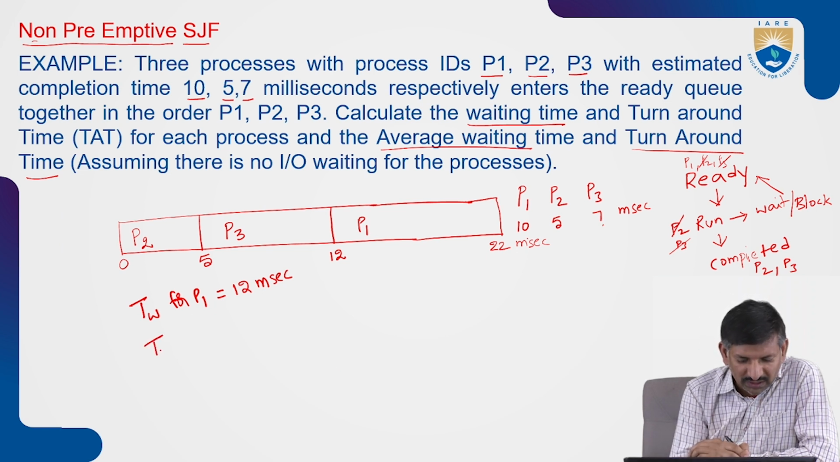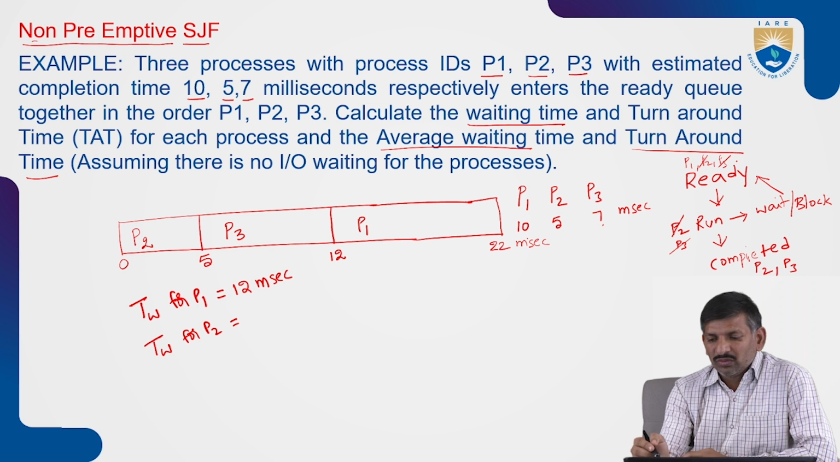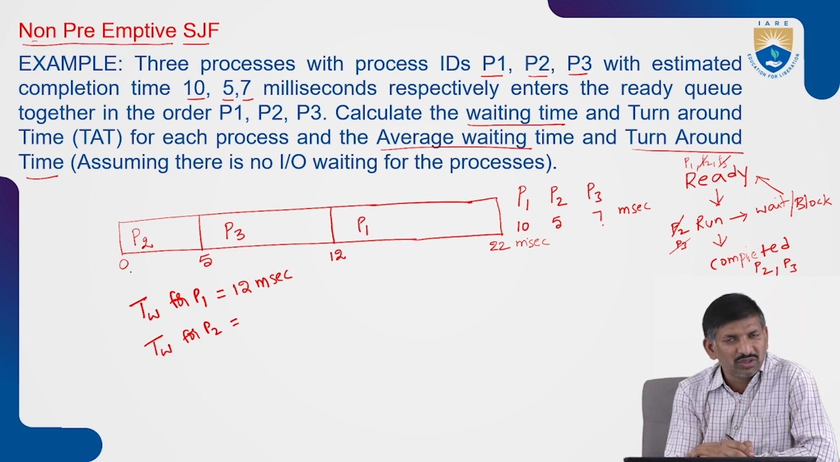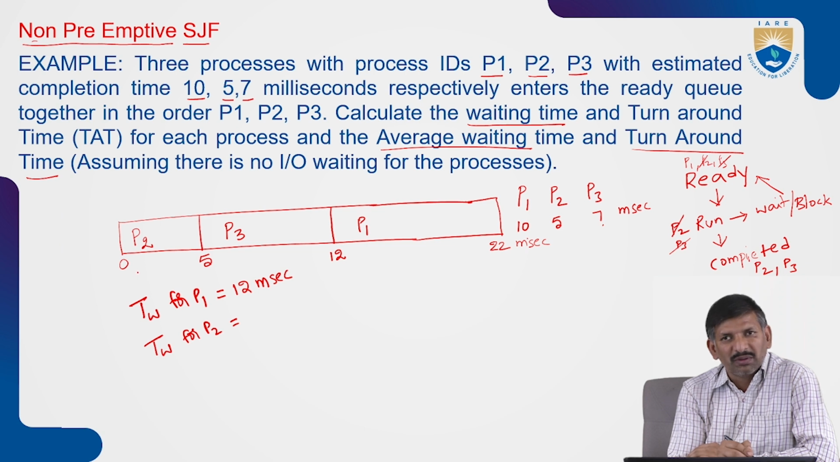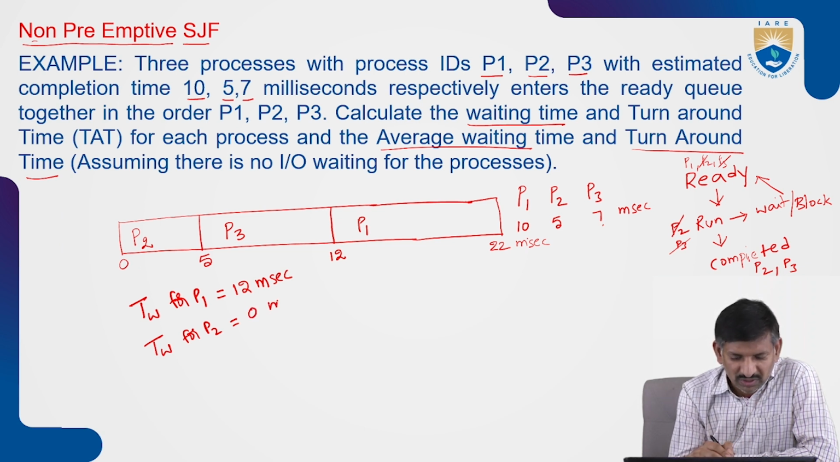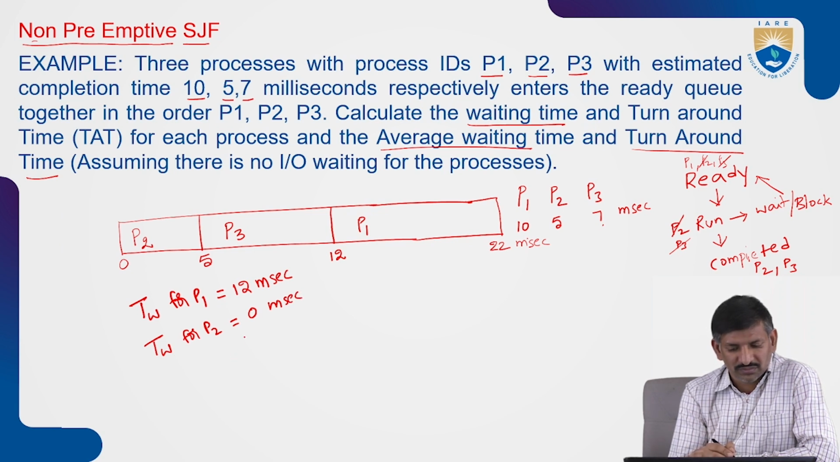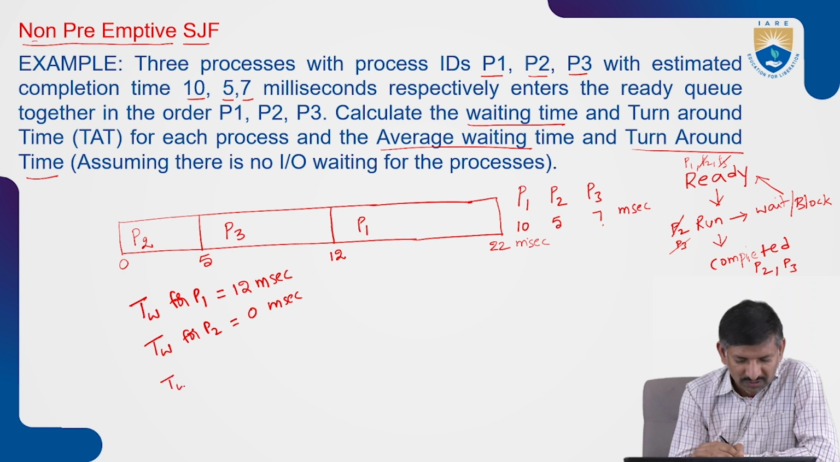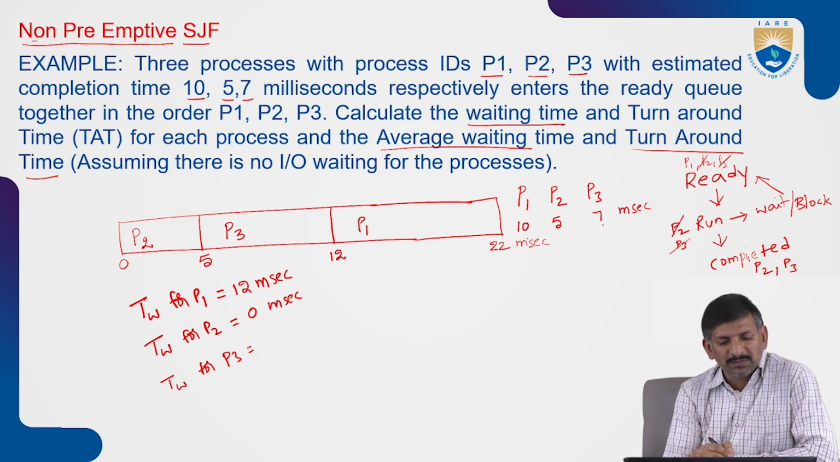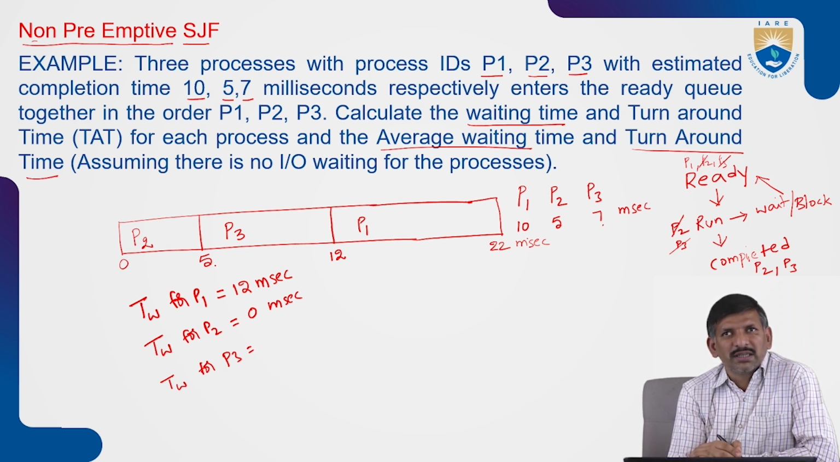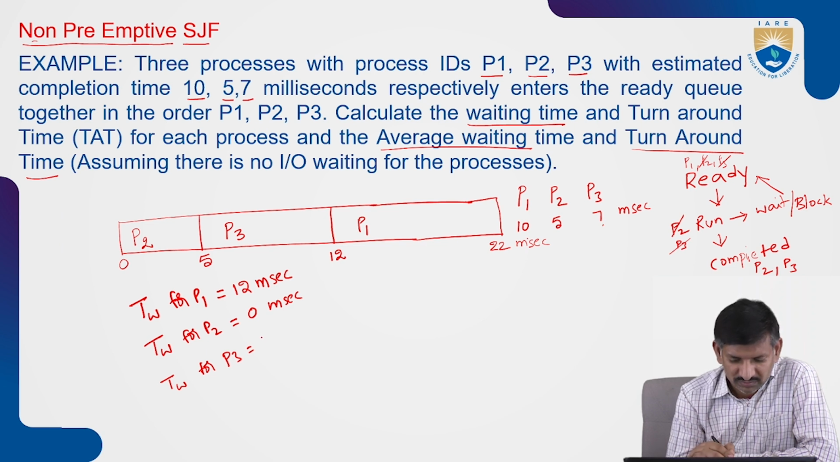Next, the waiting time for process P2. Process P2 entered the ready state at the 0th millisecond and was scheduled for execution at the 0th millisecond itself, so it waits 0 milliseconds. Next, the waiting time for process P3. P3 entered the ready state at time 0 and was scheduled at the 5th millisecond, so P3 waited 5 milliseconds in the ready state to get the CPU. That is 5 milliseconds.